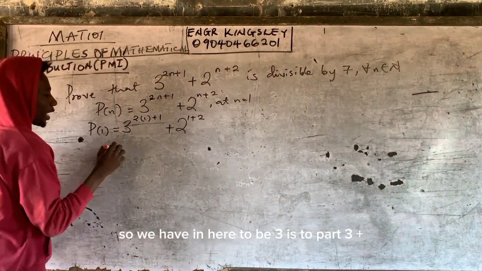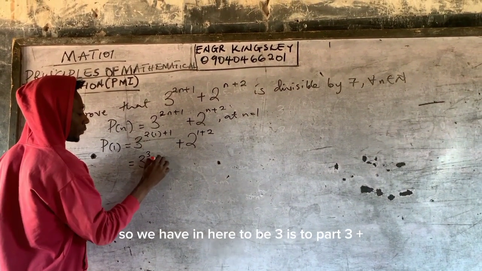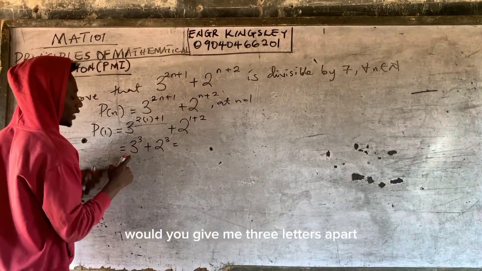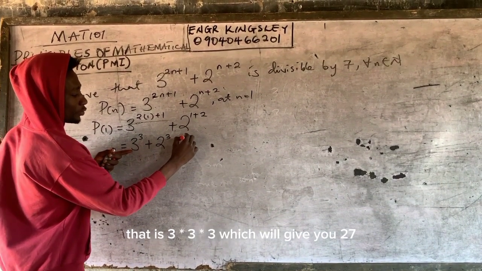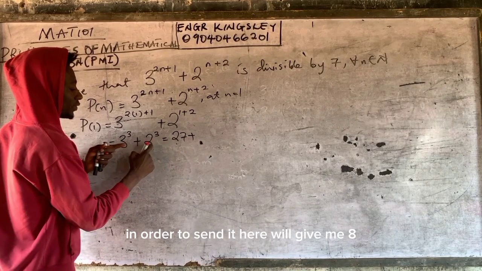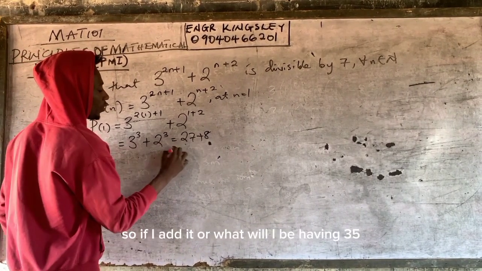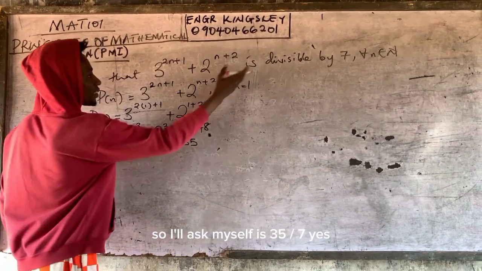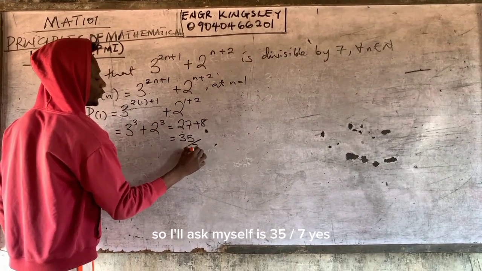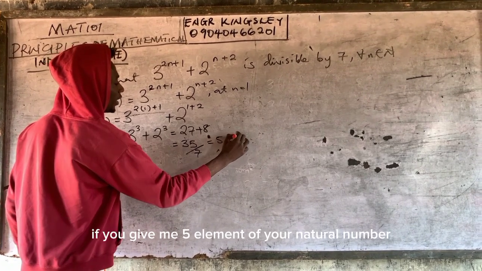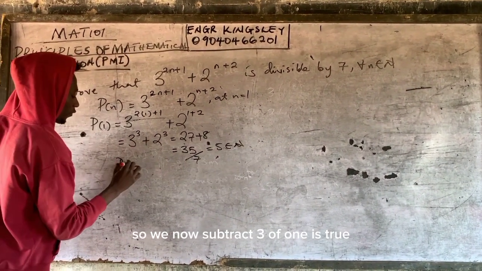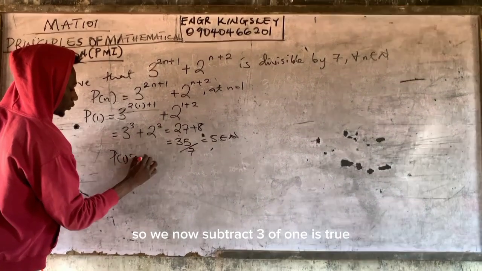So we'll be having 3 raised to the power 3 plus 2 raised to the power 3. 3 raised to the power 3 is 3 times 3 times 3, which gives me 27. And 2 cubed, same thing, gives me 8. If I add it up, what will I be having? 35. So I ask myself, is 35 divisible by 7? Yes, it gives me 5, an element of the natural numbers. So we conclude that P of 1 is true.